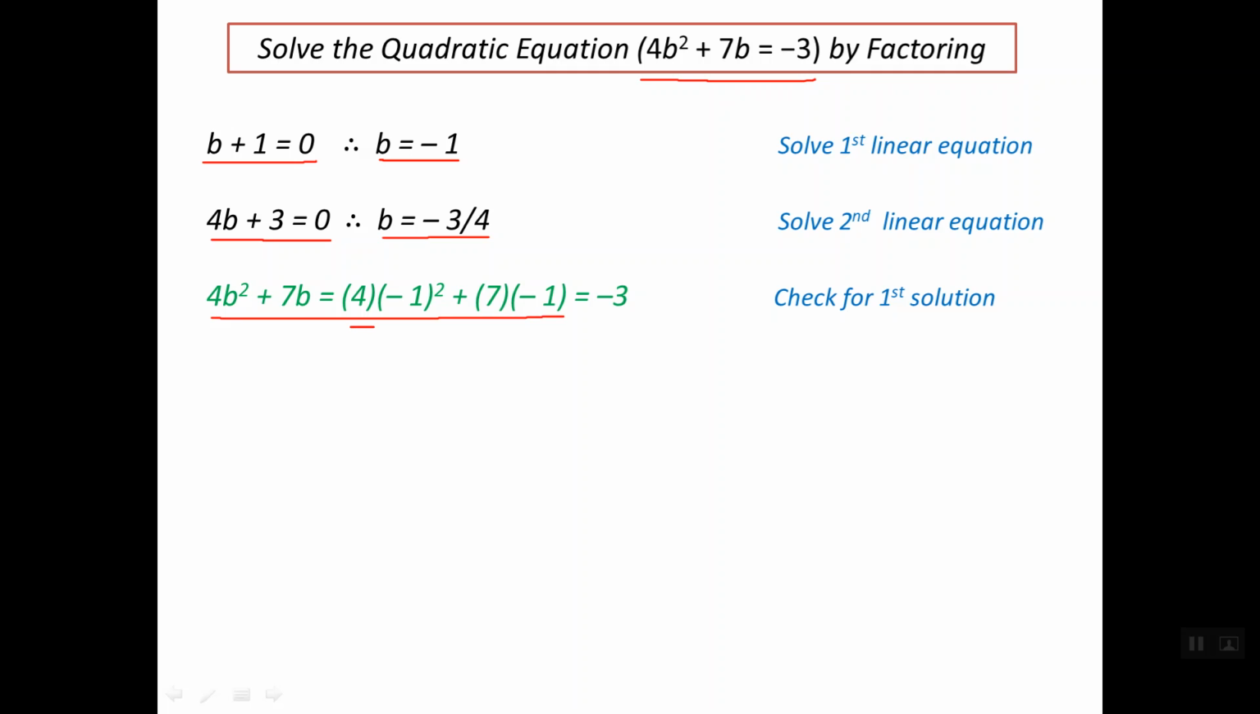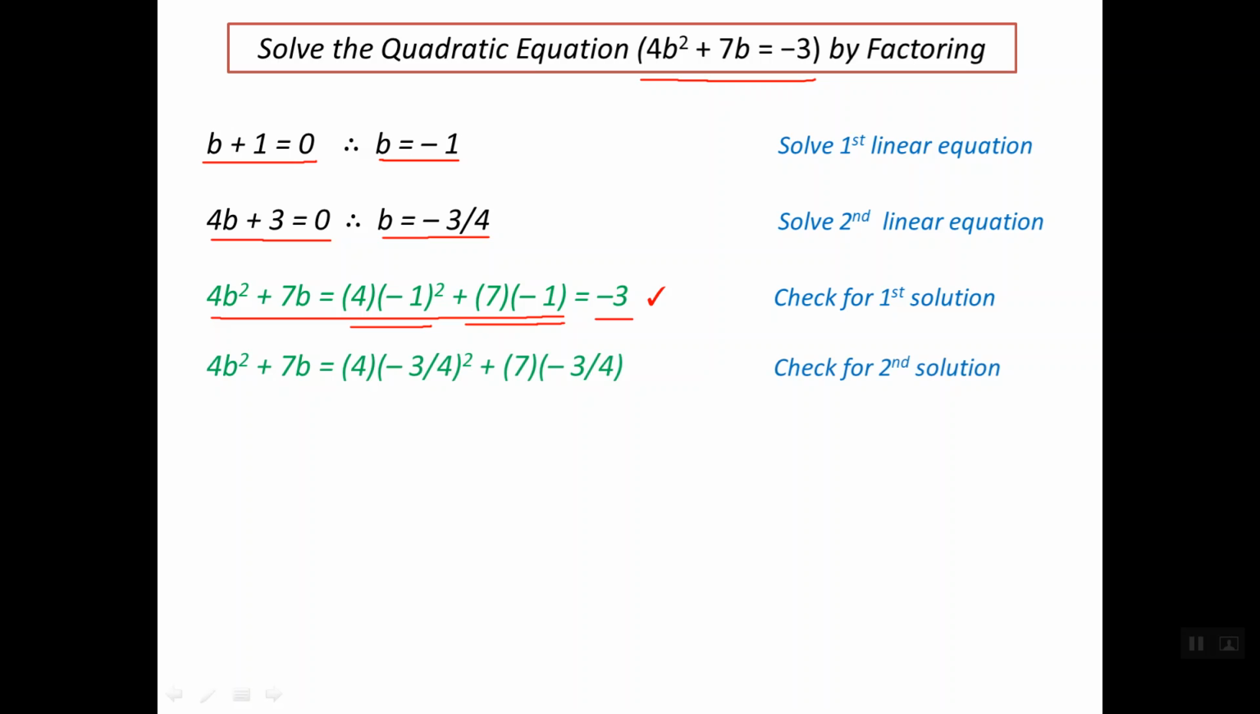So the first term, -1 squared is 1, so 4 times 1 is 4. And the second term is plus 7 multiplied by -1, which is -7. So 4 minus 7 is simply equal to -3. So the equation is balanced, so our solution is completely correct. Let's check the second solution, which is b equal to minus 3/4.